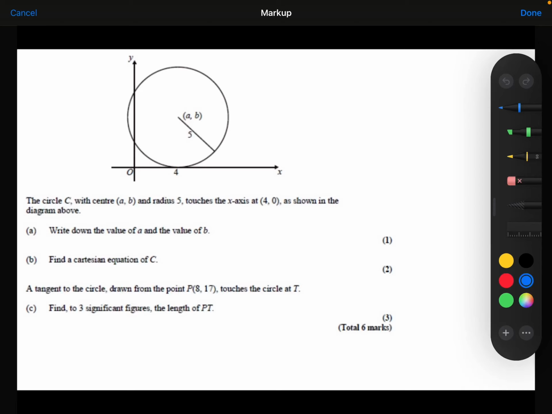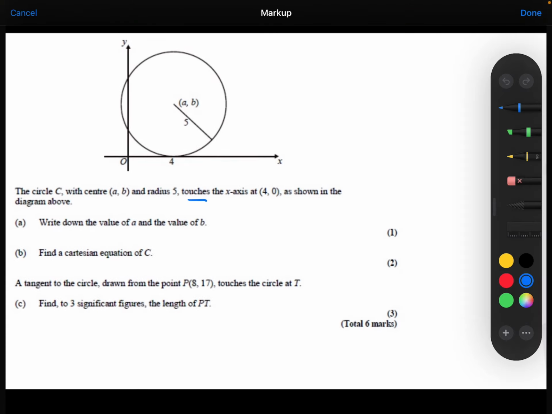The circle C with centre (A, B) and radius 5 touches the x-axis at the point (4, 0), as shown in the diagram above. Part A, write down the value of A and the value of B.